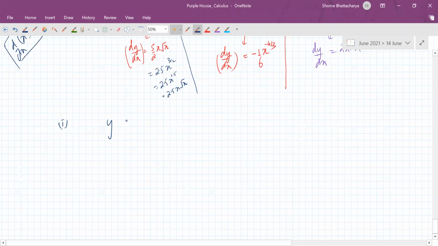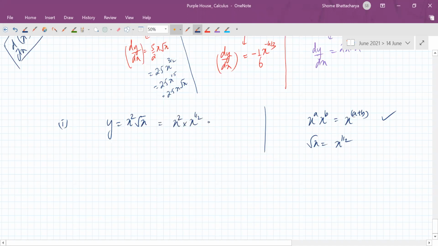So the first one, y was x square root x. Now here we'll use a property of indices that x to the power a into x to the power b is x to the power a plus b. This is a property of indices, and root x is x to the power half. So x square root x can be written as x to the power 2 into x to the power half, which is x to the power 2 plus half, which is basically x to the power 5 by 2, or x to the power 2.5.